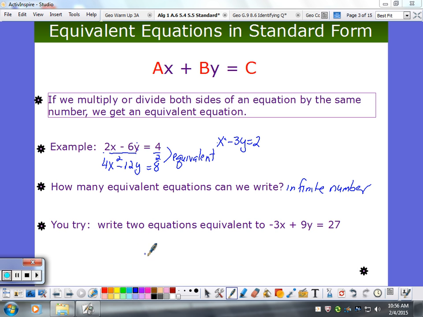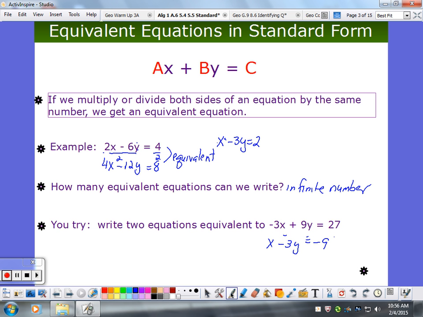Oh, Ben, you have one? I have X minus 3Y equals negative 9. How'd you do that? He divided everything by negative 3. So is that equivalent? Yeah. I think you did it right.